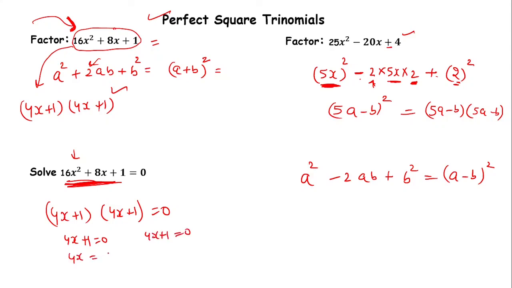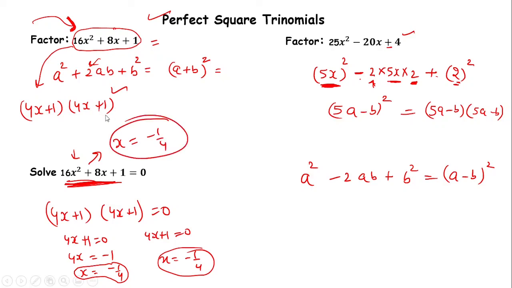From here, the value of x will be minus 1 by 4. And from the other factor, the value of x is also minus 1 upon 4. So what is the answer for this question? x equals minus 1 by 4 is the solution of this question.